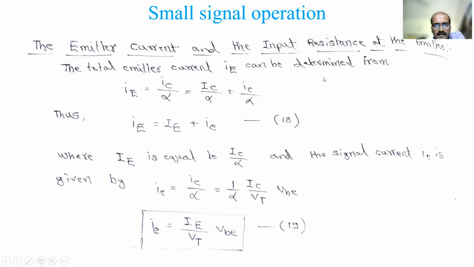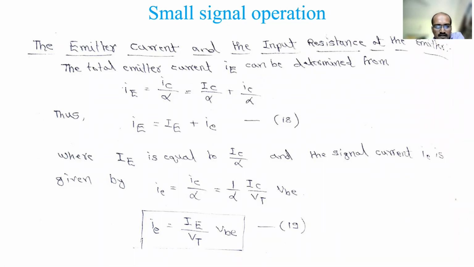The total emitter current IE can be determined from IC by alpha. So DC current by alpha, and AC component by alpha. This is given as iE equal to IE plus ie. This I told you at the very beginning, right? The instantaneous emitter current equals the DC emitter current plus the AC component. The same thing holds good for all the derivations in small signal operation. Here the signal current ie is given by IC by alpha. So if I just substitute the IC value.